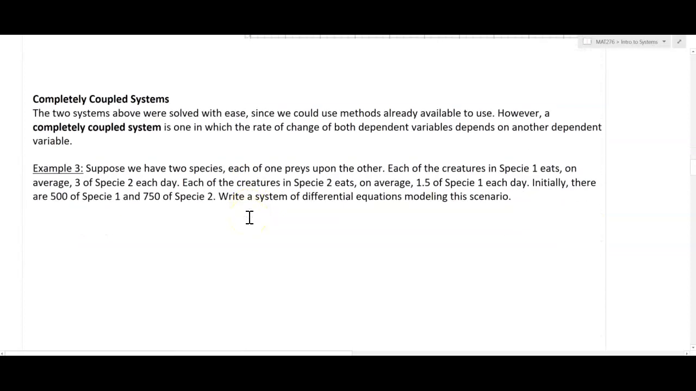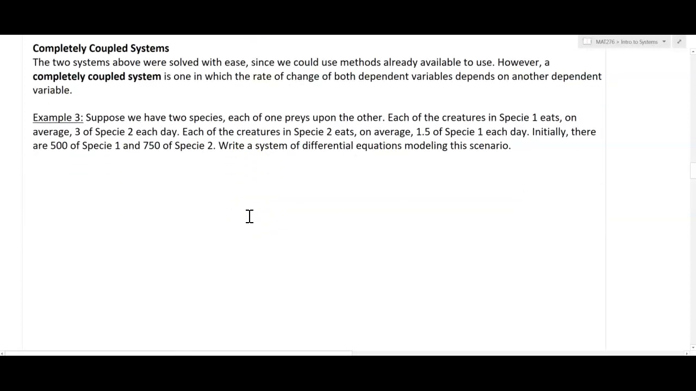The other kind we have is a completely coupled system. And this is one where the rate of change of both dependent variables depends on another dependent variable. So in our analogy with only 2 differential equations, this is going to mean that dx dt is going to be a function of both x and y. dy dt is going to be a function of both x and y.